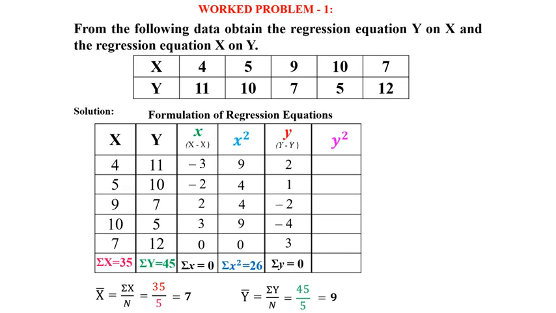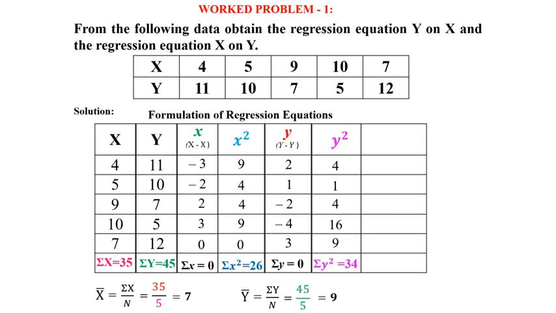Similarly find out y square. First value is 2, 2 into 2 is 4, 1 square is 1, then minus 2 square is 4, minus 4 square is 16, 3 square is 9. Total of these values it will be 34. Summation y square equals 34.